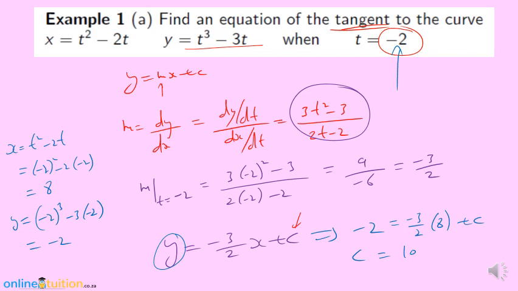And finally, we end up with the equation of the tangent as y equals minus 3 over 2 x plus c, and you notice here c is 10. And there's your 2 marks. Pretty straightforward. So quick recap.